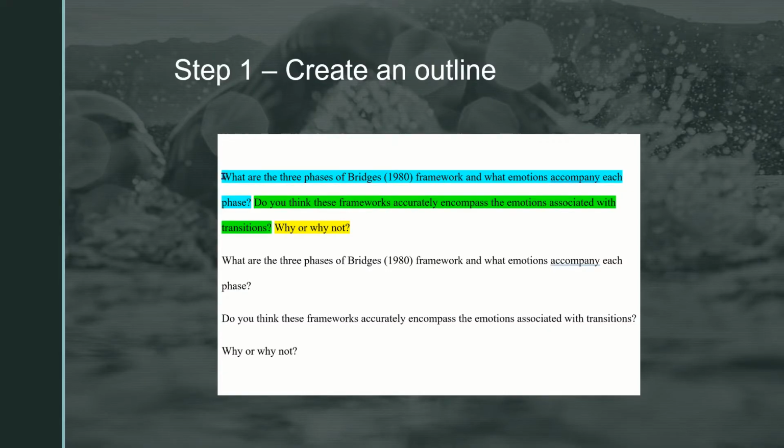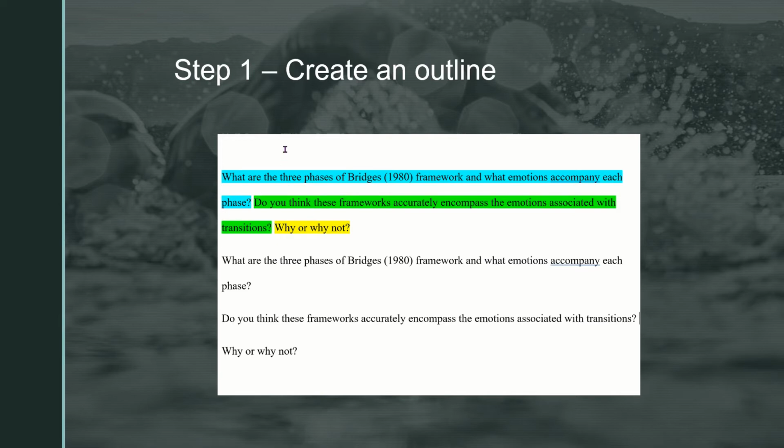The first thing you're going to do is to create an outline, and you do this by copying and pasting the prompt out of the discussion board instructions and over onto a Word document. And you can see I've done that here.